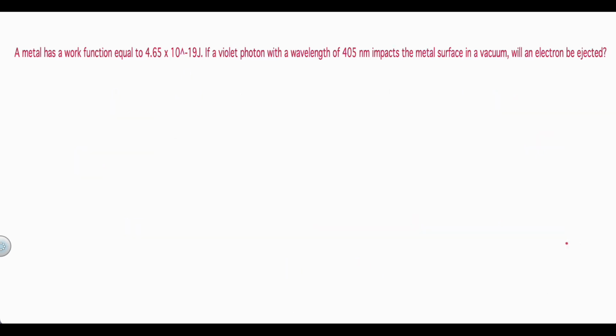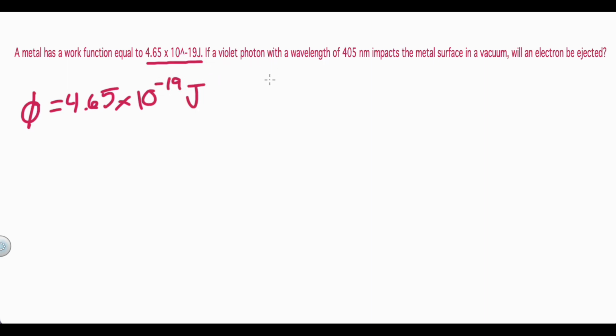Okay, here's a pretty simple problem. A metal has a work function equal to 4.65 times 10 to the power of negative 19 joules. So the work function equals 4.65 times 10 to the power of negative 19 joules.